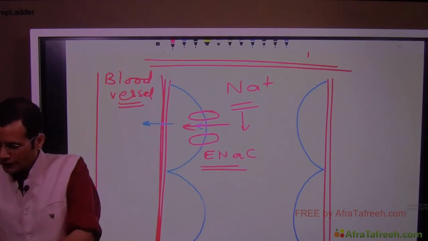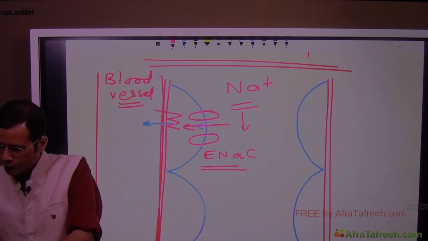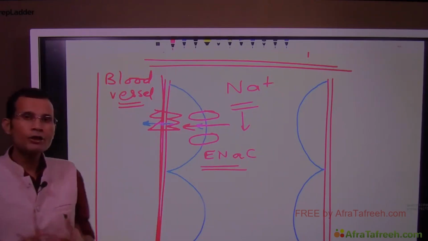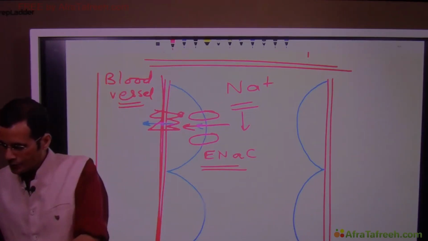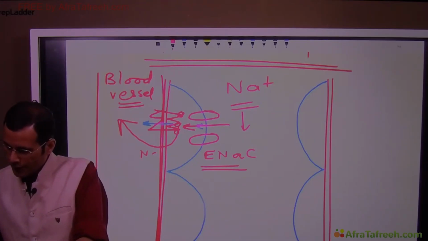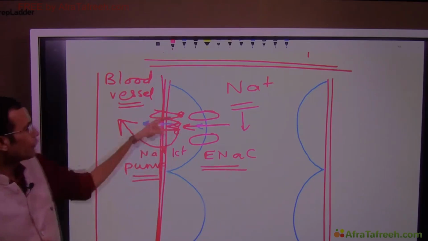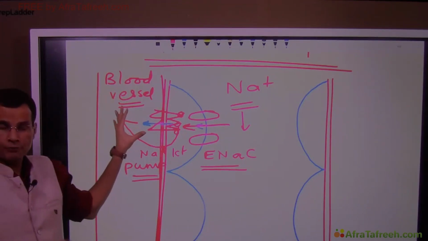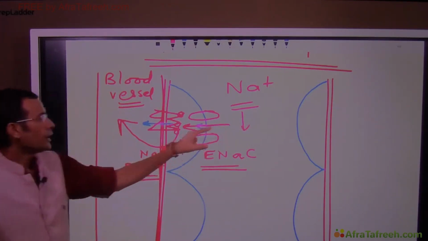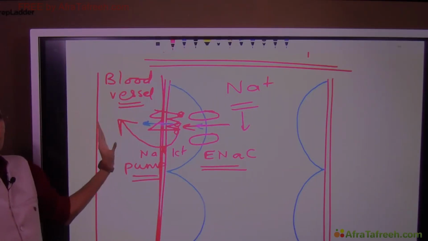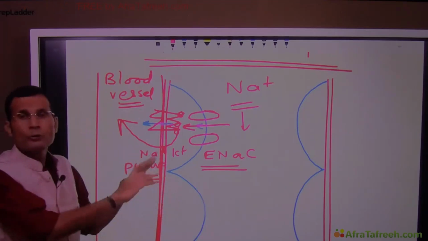Then on the basolateral side, there is the sodium potassium pump, sodium potassium ATPase. The function of the sodium potassium pump is that it removes the sodium from inside the cell and sends it out. So sodium from within the cell will be pumped out and it will enter the bloodstream finally. So it enters the cell and then leaves the cell on the other side and enters the blood vessel. Right? This is how sodium is reabsorbed.